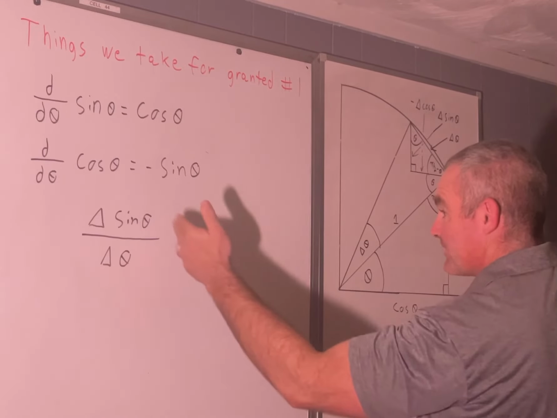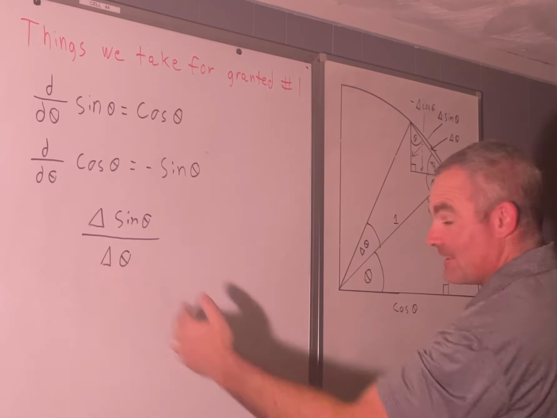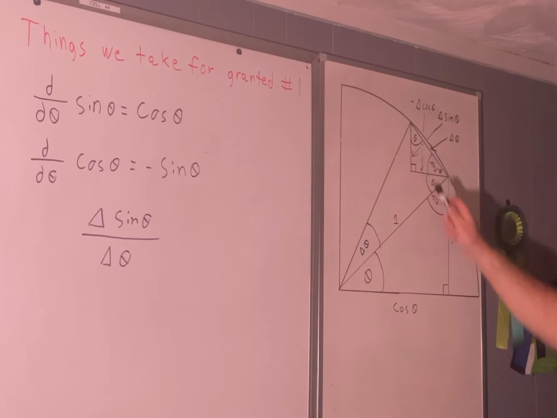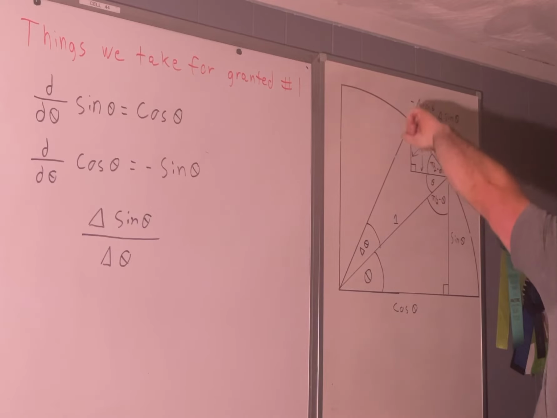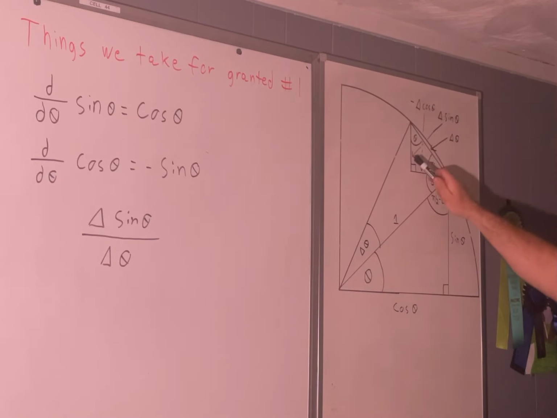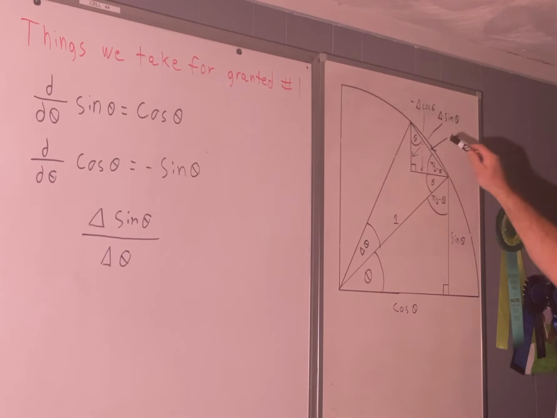Okay, so now let's just find out what this is. What is delta sine theta divided by delta theta? Well, where's our delta sine theta? It's right here. And that is the adjacent side to our angle theta. It is the adjacent over the hypotenuse. What is the adjacent over the hypotenuse? It's cosine theta, okay? This over this.